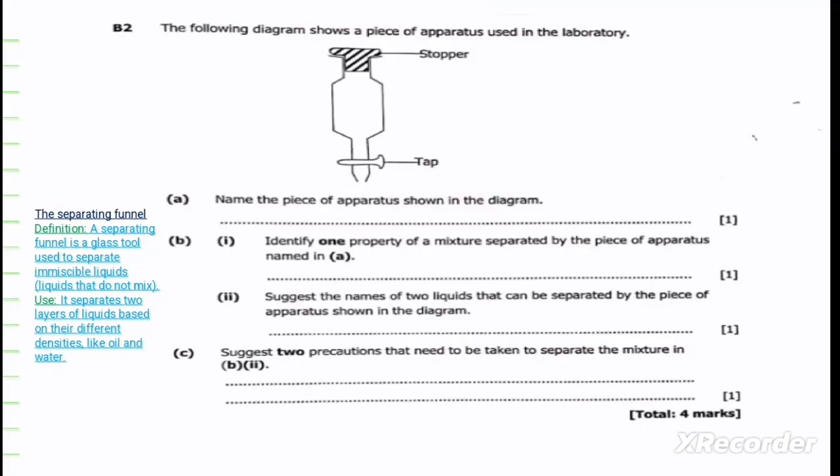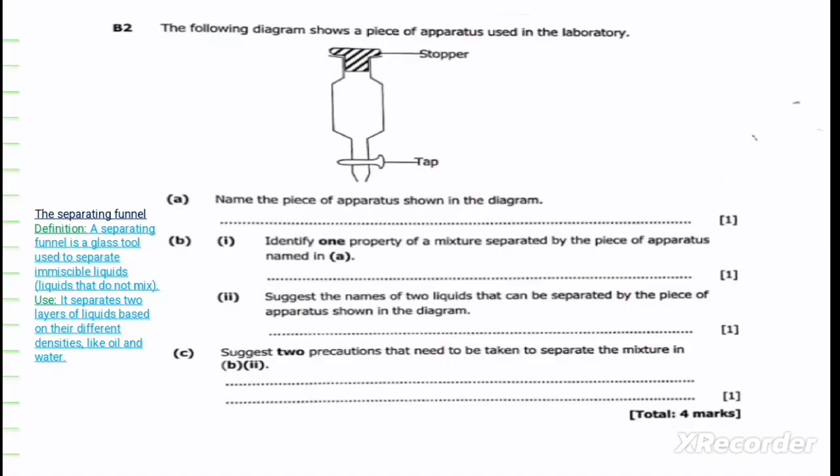Immiscible liquids are liquids that do not mix completely. They form layers, such as when we combine water and cooking oil. You discover that the layer of cooking oil will be on top and the water will be on the bottom, because they are immiscible. They cannot mix because of their different densities. All right. It is used to separate what? Two layers of liquid based on their different densities, like oil and water.